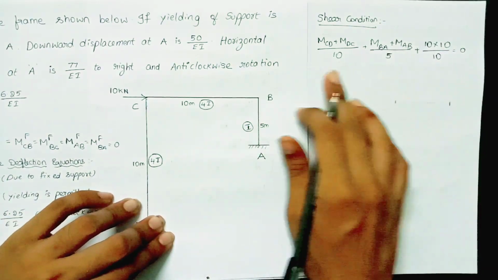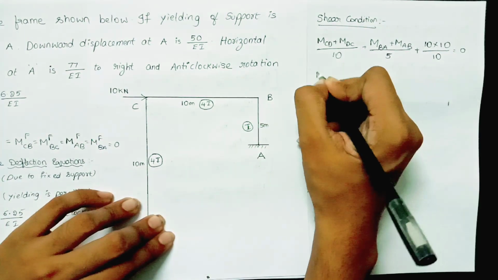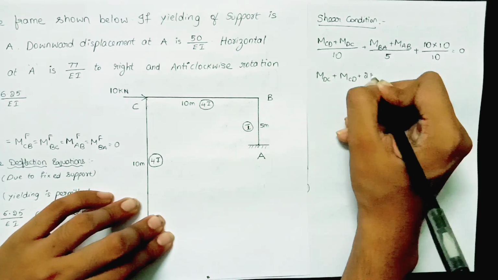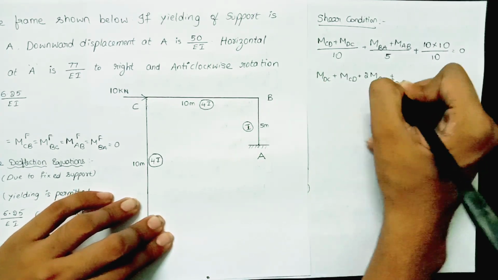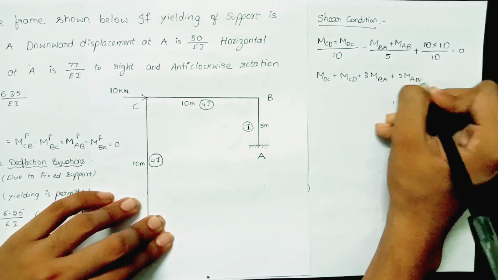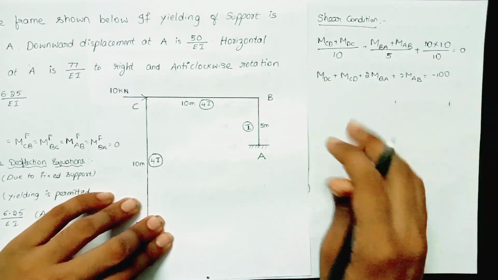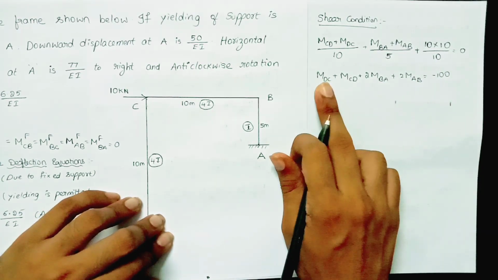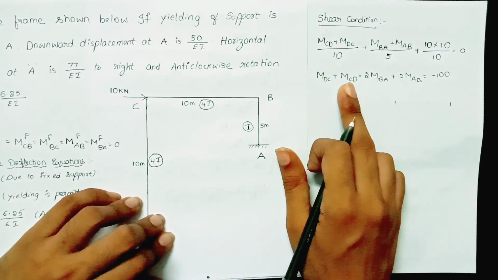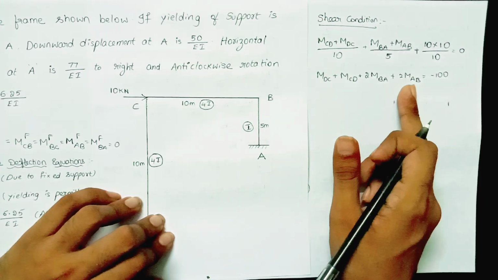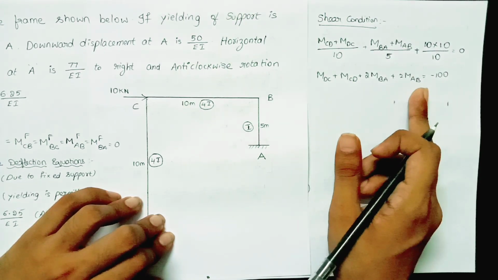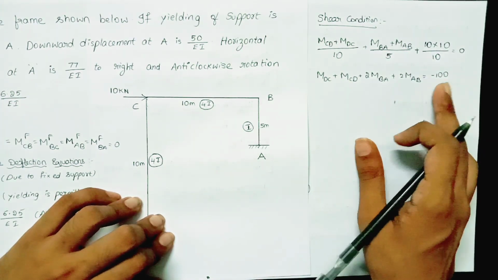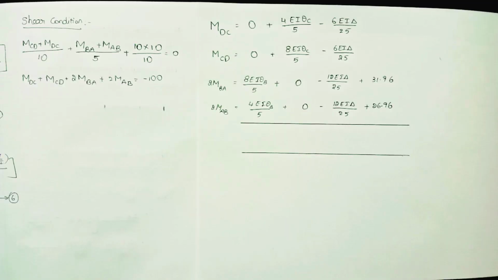Now on simplifying this, we will get the equation as MDC plus MCD plus 2MBA plus 2MAB equal to minus 100. On simplifying this, I got this equation. Now we have MDC, MCD, MBA, MAB. We have obtained these equations in step 2. Place those equations in this place and finally equate it to 0.